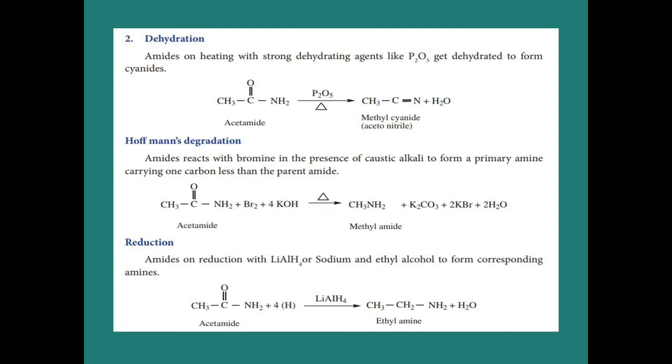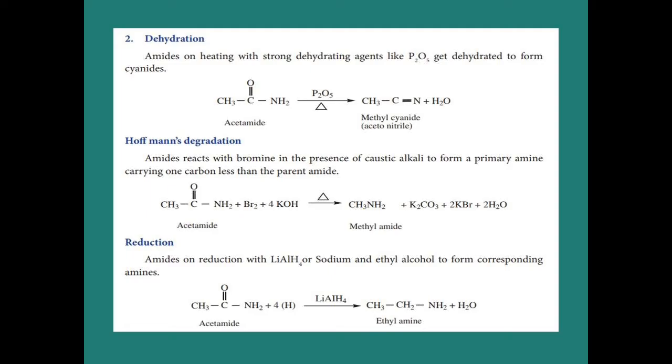The next one, Hoffman degradation. Degradation means one of the carbons is going to be removed so that the product contains one carbon less, so the reaction is called degradation. It is the famous reaction, Hoffman degradation. Acetamide is added with bromine in the presence of potassium hydroxide. On reaction with heating, it gives methyl cyanide.